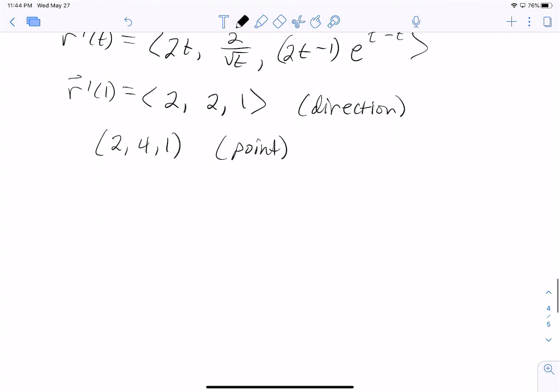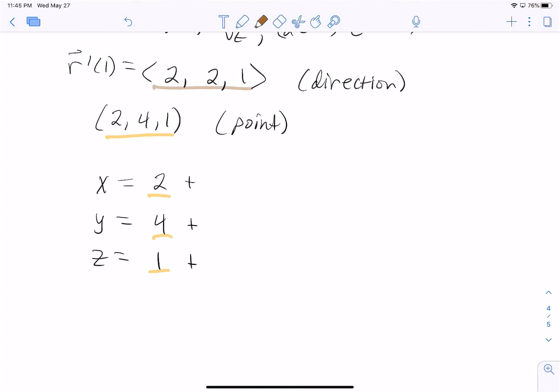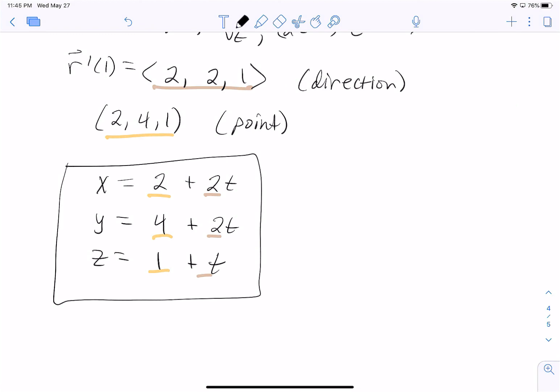I do remember now we were asked for parametric equations. So x, y, and z are going to start out with the point 2, 4, 1. And then we're going to add, using the direction vector, the coefficients 2t, 2t, and t, where the coefficients there come from the direction vector. So x is equal to 2 plus 2t, y is equal to 4 plus 2t, and z is equal to 1 plus t.